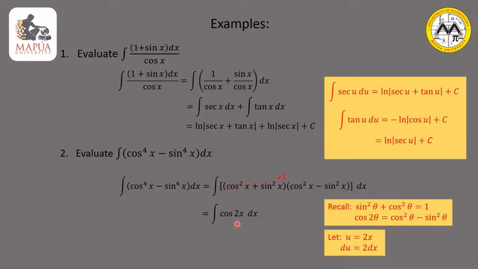To evaluate this integral, we fit it to the form cosine of u du, where our u is 2x and du is 2 dx. So this integral now would be equal to 1/2 sine of 2x plus c. Remember you need to put in the 2 and multiply the whole integral by 1/2 to come up with 1/2 sine of 2x plus c.